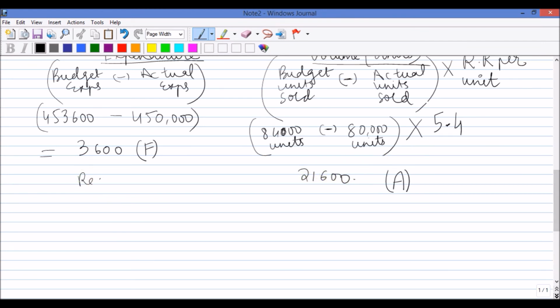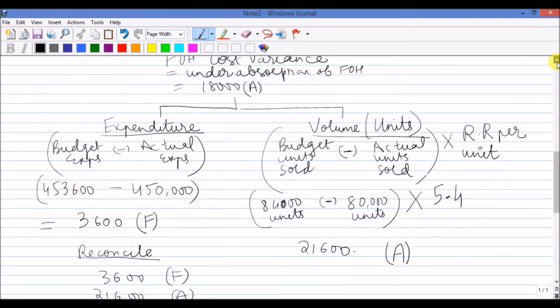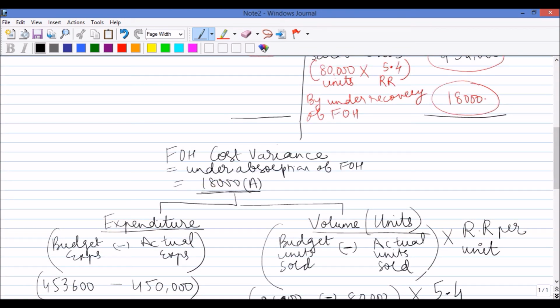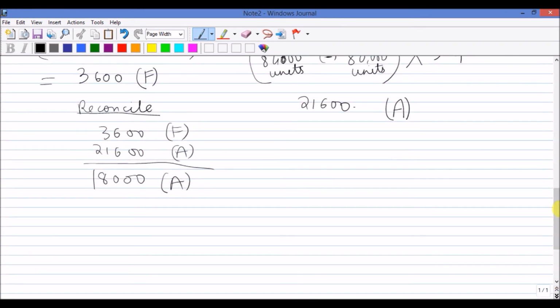So I'm going to reconcile here. 3,600 favorable and 21,600 adverse. So I'm going to subtract it. 21,600 minus 3,600. So I'm going to get 18,000 as adverse. Is it tallying? Yes, 18,000 adverse. It's tallying. Now friends, I'm rubbing this part and we are going further deep.